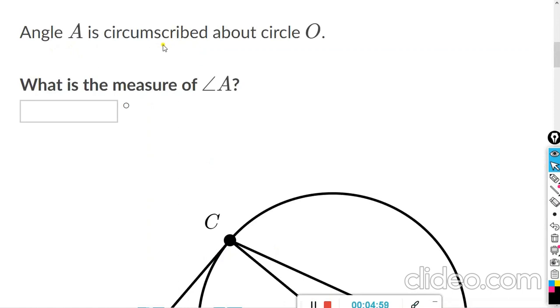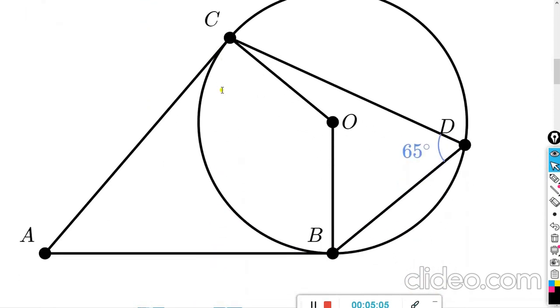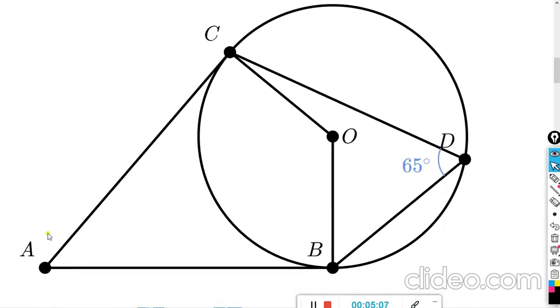All right, it says angle A is circumscribed about circle O. What is the measure of angle A? Since angle A here is circumscribed, we know that point C and point B are points of tangency. And it said circle O, so we know that O is the center. So these lines right here and this one right here, they're both radiuses or radii.